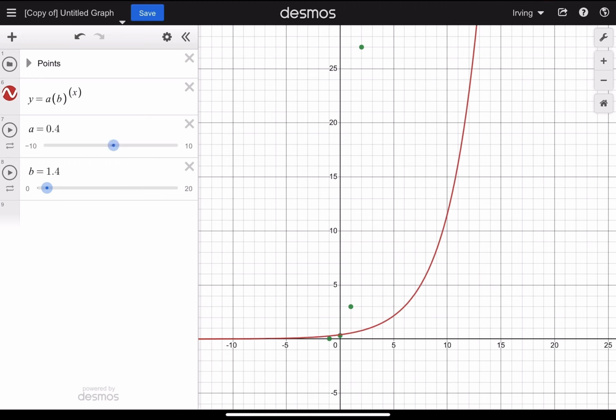I'm going to leave it here at 0.4 for a, and b. If I move b to the right, like that, it's getting closer to my points. It's almost there, right? That set of a and b looks very close to my function. So as you see, you can have a visual approximation, but it's very hard to find the actual values by doing this graphically. But I want you to see what we are doing: we're looking for the values of a and b that make this function fit these points.